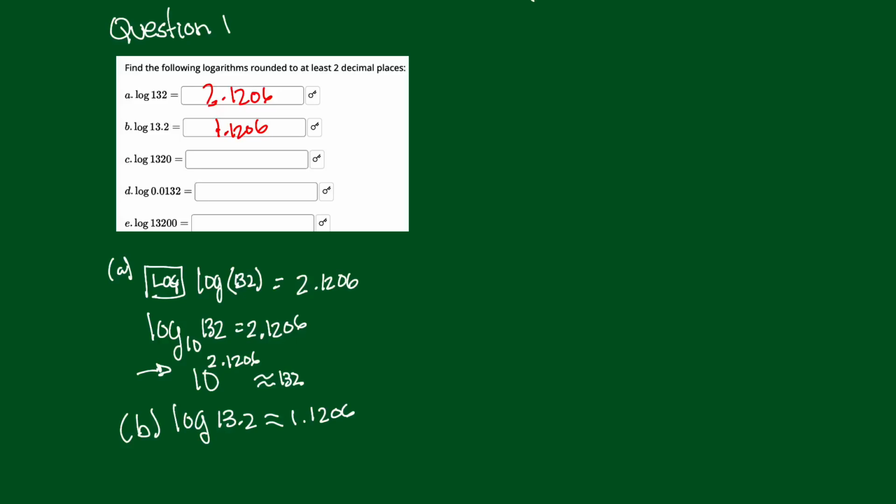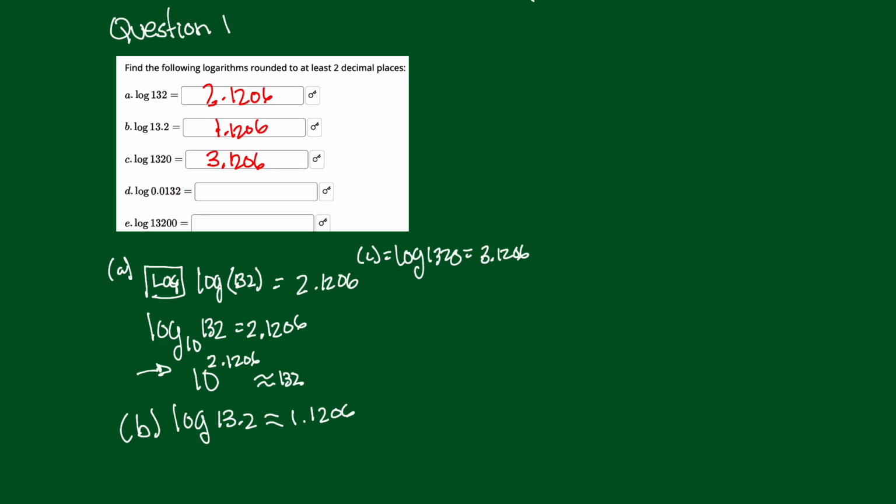Part C. In part C, it's the log of, instead of dividing by 10, we're going to multiply by 10. Now, if you divide by 10, you get 1.12. What do you think is going to happen if we multiply by 10? Well, if we multiply that by 10, we're going to get a log of 1320. This is going to be 3.1206. Is that what you guessed? 3.1206.